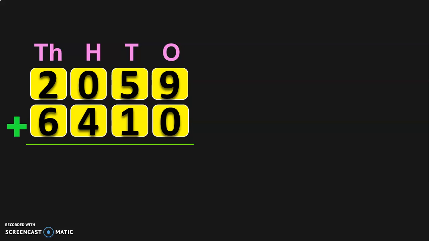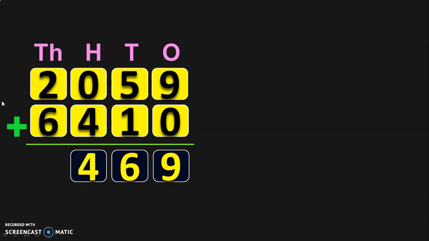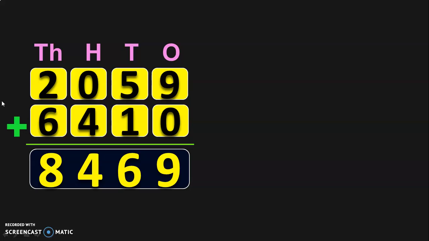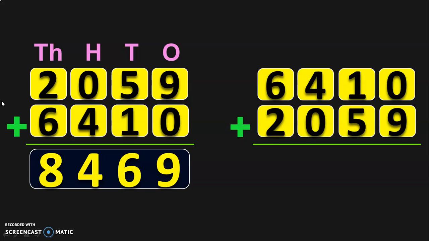Begin the addition from the ones place. 9 plus 0 will give you 9. 5 plus 1 in the tens place will give you 6. Next in the hundreds place we have 0 plus 4 which will give you 4. And then in the thousands place we have 2 plus 6 which will give you the answer 8. So the sum of the two 4-digit numbers 2059 plus 6410 will give you the answer 8469.